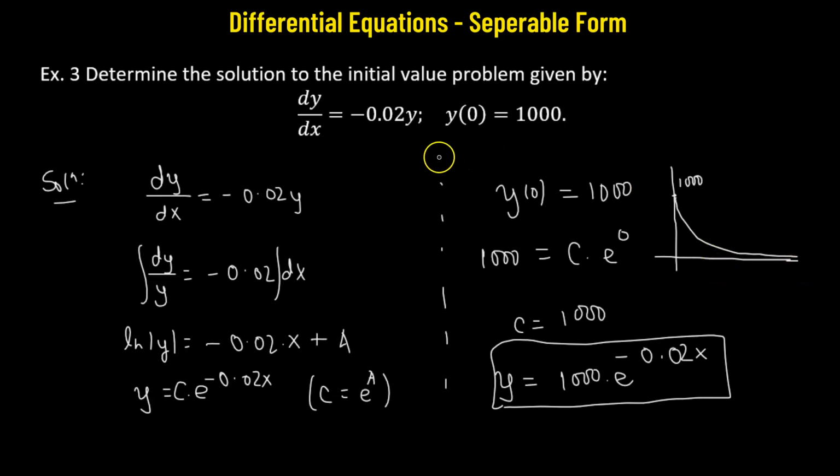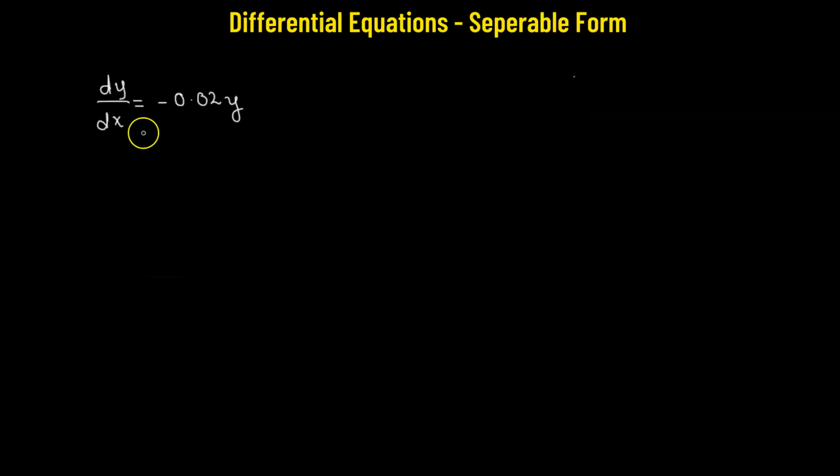In the previous problem, we considered the doubling time. This time we're going to consider the half time. Half time would mean when our y, which was initially 1000, becomes half, y over 2. How much time would it take? So let's try that out. For this differential equation, we obtained the solution y equals 1000 times e raised to the power of negative 0.02x. We want to find out the half time, which means when y becomes y over 2.